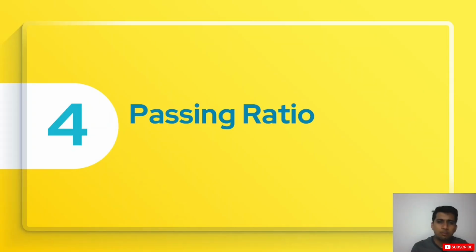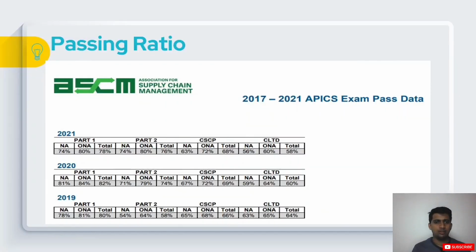Now let's talk about the passing ratio. How many candidates who are appearing for this exam are passing this exam? This is one of the most important things to consider when you are preparing for this exam. What's the passing ratio? Here I have data which is published by APICS itself, and you can find it on the website, and I'll also be adding it to the resources.